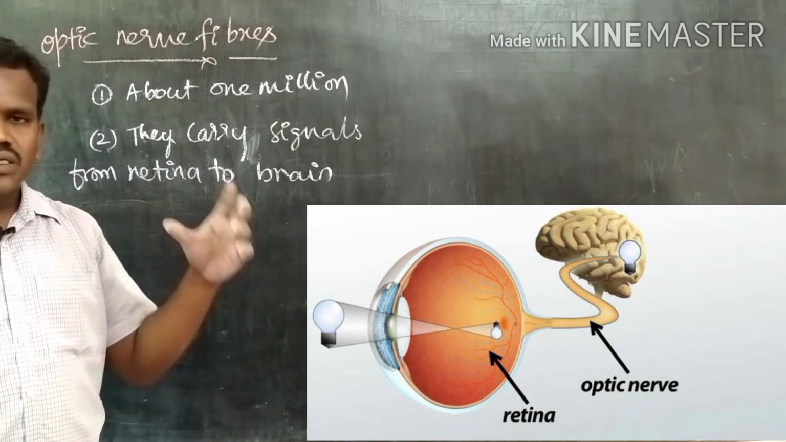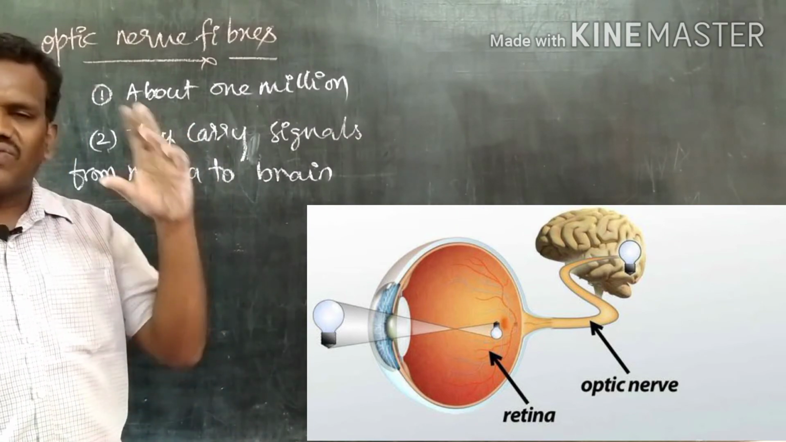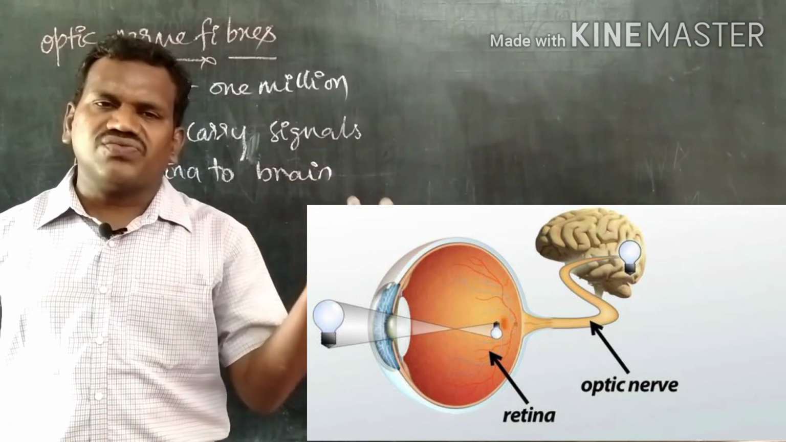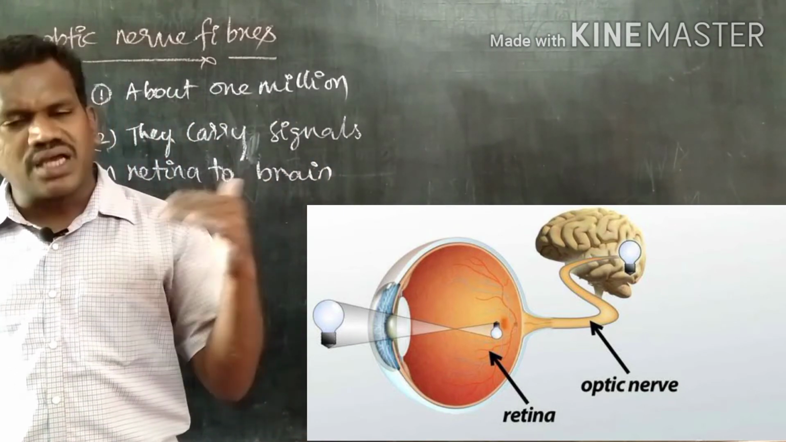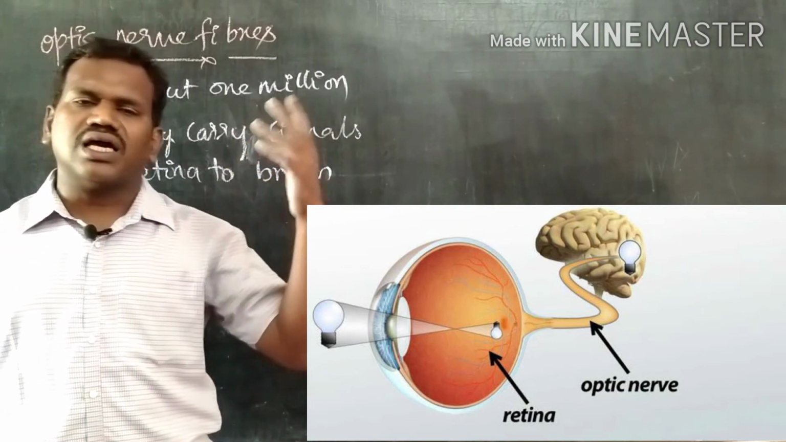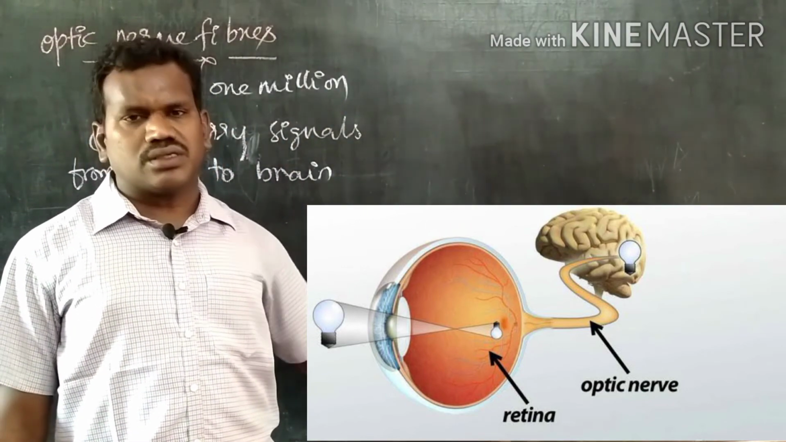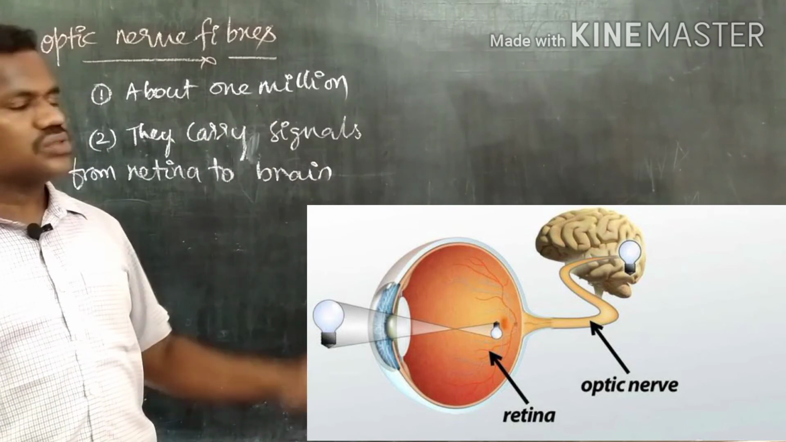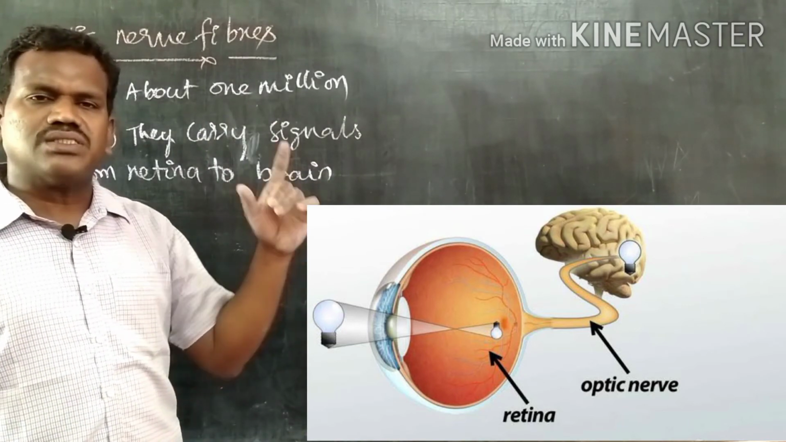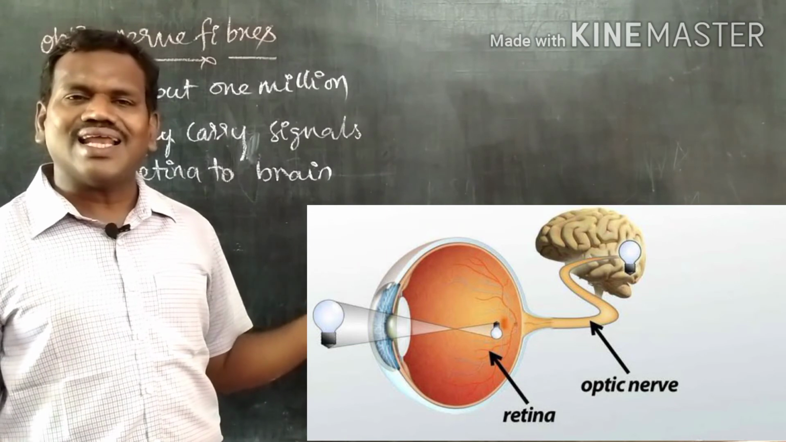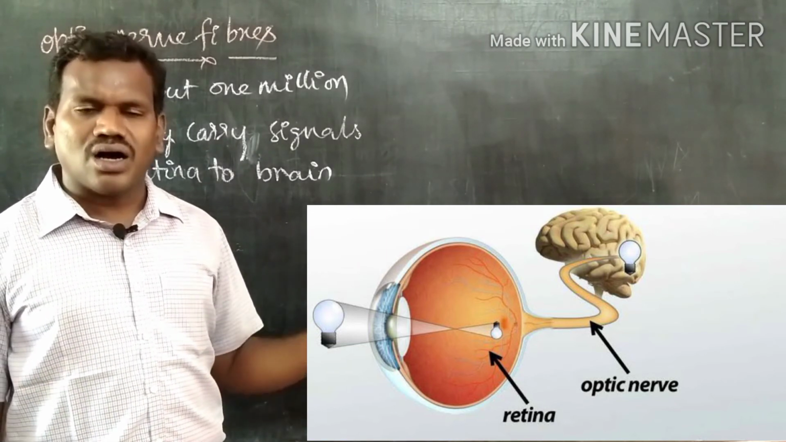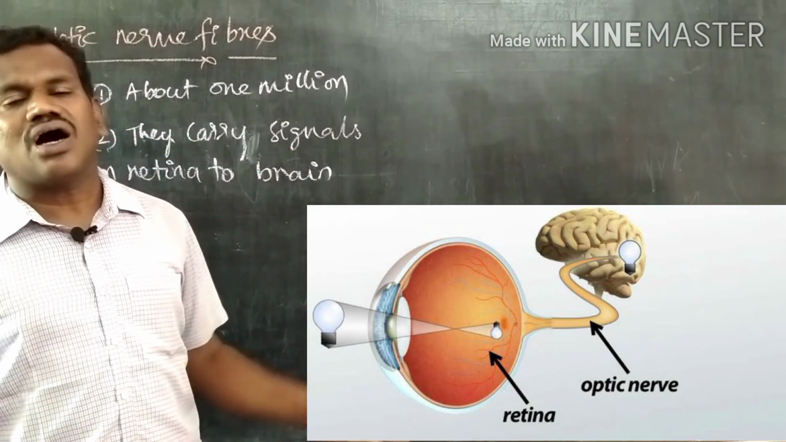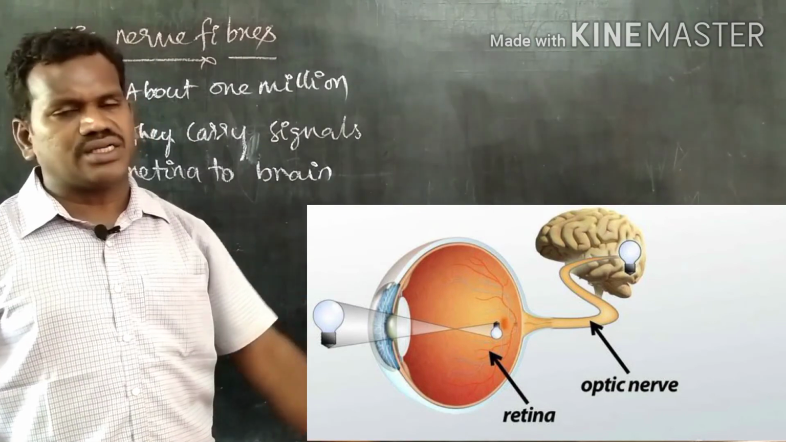That means the total signals coming from the object fall on the eye lens, and the image is formed on the retina. From the retina, the information will be carried to the brain by using the optic nerves only. There are about 1 million optic nerves. So the optic nerves also play a very important role while carrying the signals of the real, inverted, diminished image of the object formed on the retina.